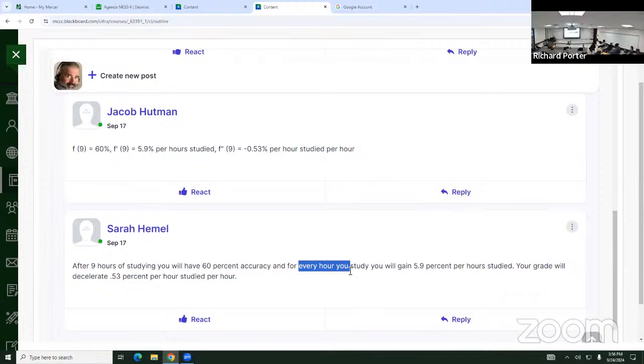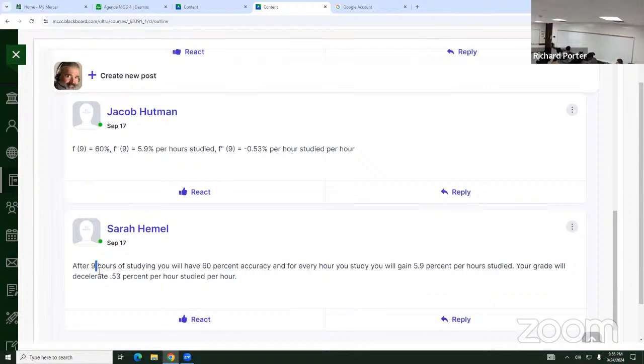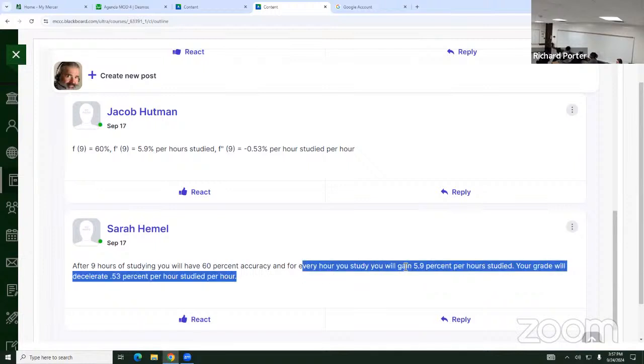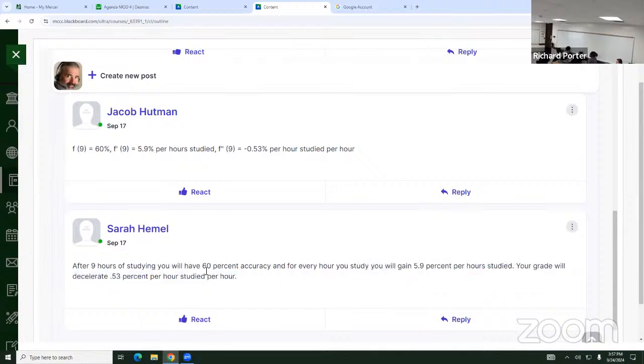So let me just talk to you about the derivative. The derivative is the instantaneous rate of change. It's good there. And so at 9 hours, you're getting a 60. Okay, so 9 hours is like the beginning of passing. Then for the next hour, you'll pick up 6%. So between 9 hours and 10 hours, you should pick up about 6%.